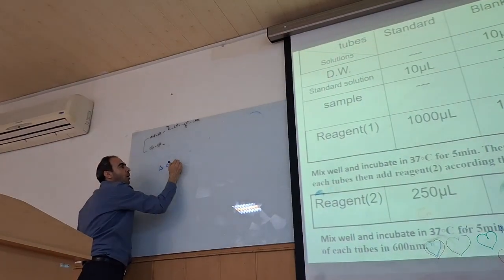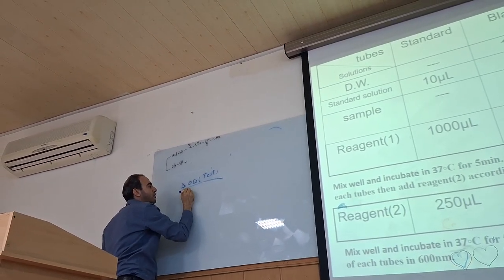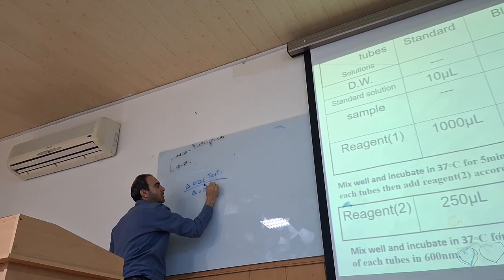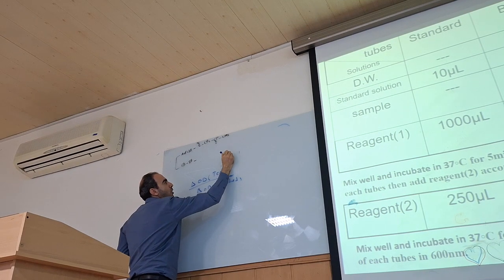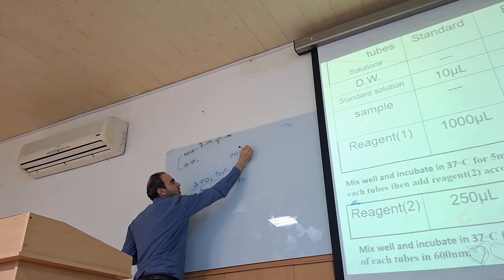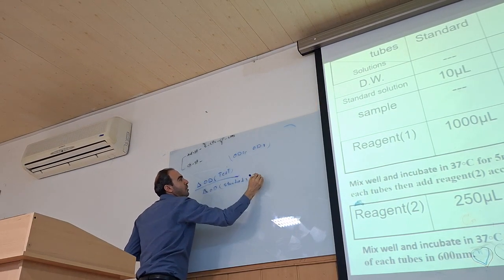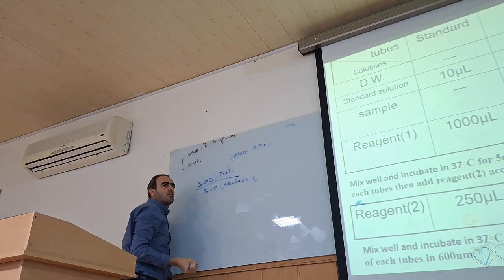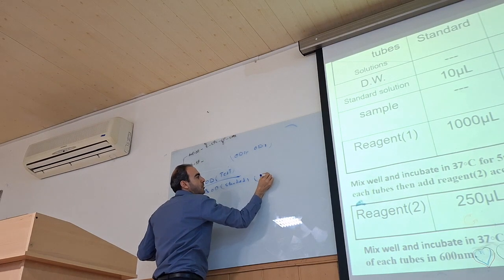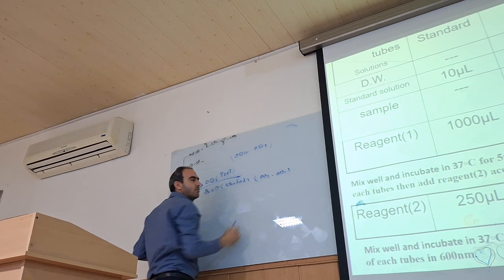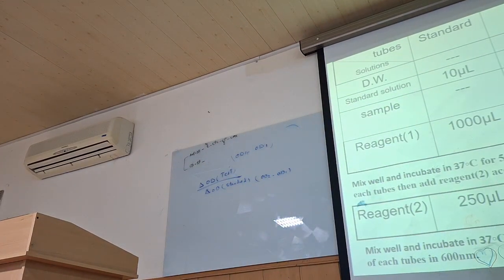Delta OD of test, delta OD of this one. What does that mean? It means the change: OD number 2 minus OD number 1. What about the blank? Blank is just used for setting the machine on the 0, just that. OD 2 minus OD 1.